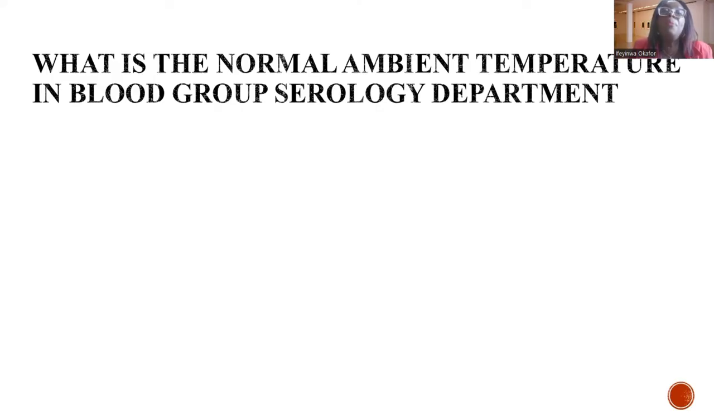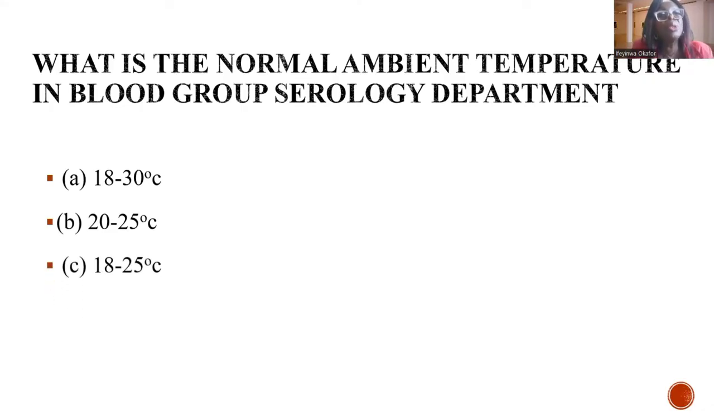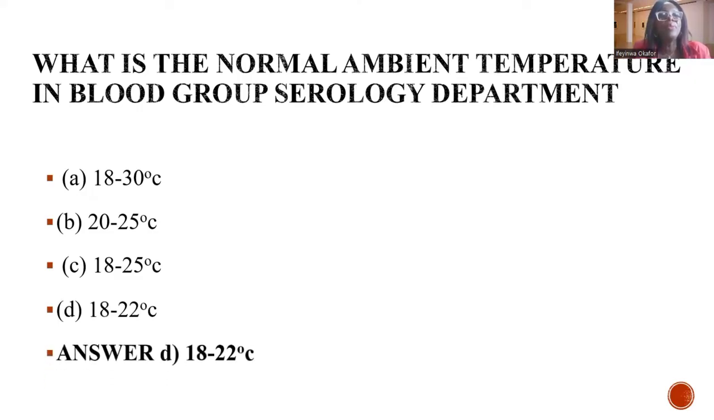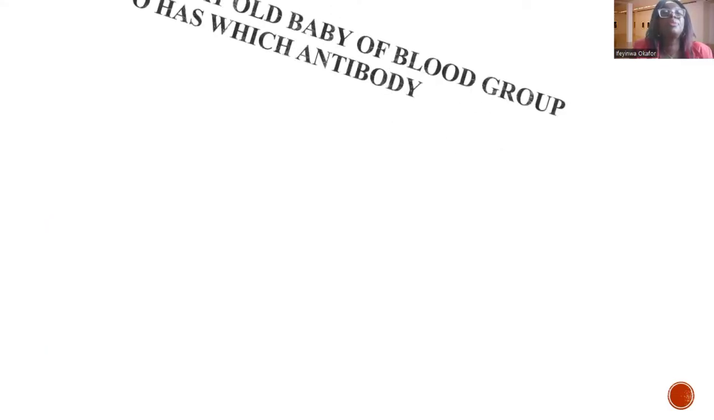What is the normal ambient temperature in the blood group serology department? You have 18 to 30 degrees Celsius, 20 to 25 degrees Celsius, 18 to 25 degrees Celsius, 18 to 22 degrees Celsius. We have the answer D, 18 to 22 degrees Celsius. The atmosphere inside the blood group serology department should be room temperature, and that is 18 to 22 degrees Celsius, okay?